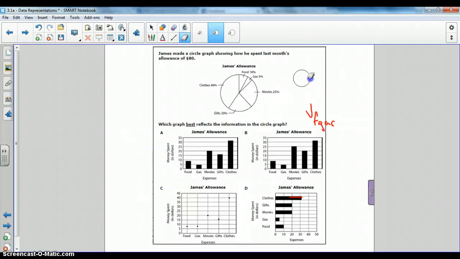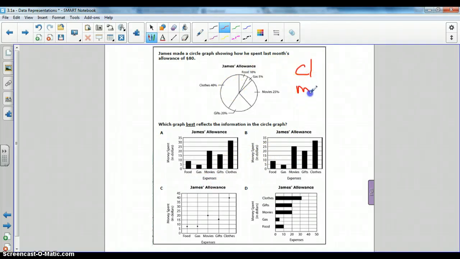Okay, so here we have one, sorry. It says James made a circle graph showing how he spent last month's allowance of $80. So we want to see which best reflects the information in the circle graph. So we know he did clothes, movies, gifts. I'm just making a little code over here of what he did, least to greatest: food, and then gas. And then we know if he had $80, well then 40% would be how much he did on clothes.